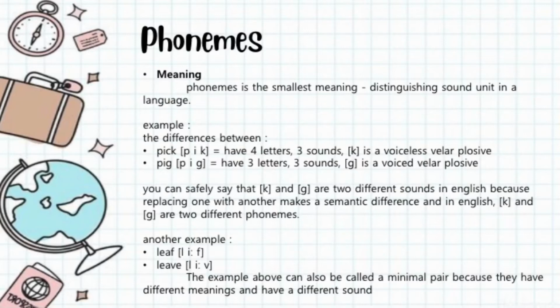Phones are what you actually hear, the existing sounds as sound waves. They are a physical reality. Another example is live or life. In the first one, the last letter is f, but in the second one, the last letter in the word is v. The example above can also be called a minimal pair because they have different meanings and different sounds.